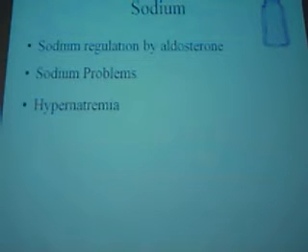Another bolded term there for you is hypernatremia, and hyper, of course, is excess or too much. So hypernatremia means we have excess salt in the bloodstream. So as we learned previously, what does excess salt do to your blood volume and blood pressure? Yeah, increases both of those items.